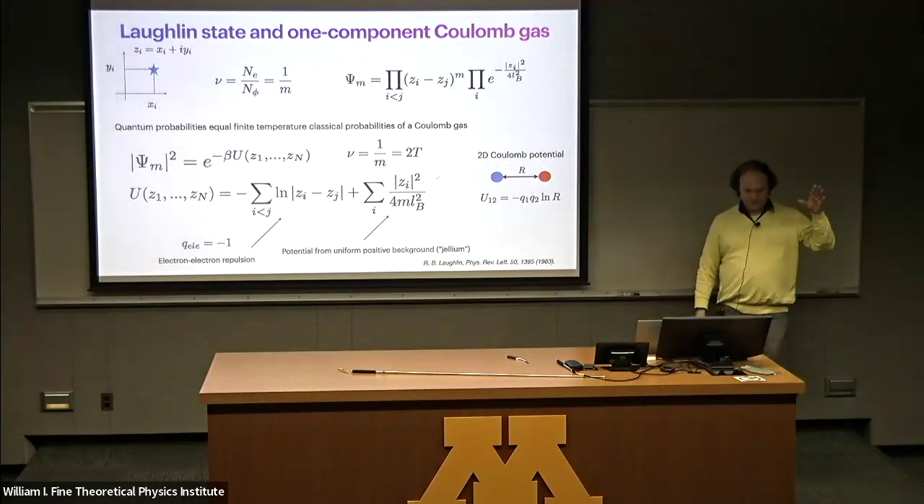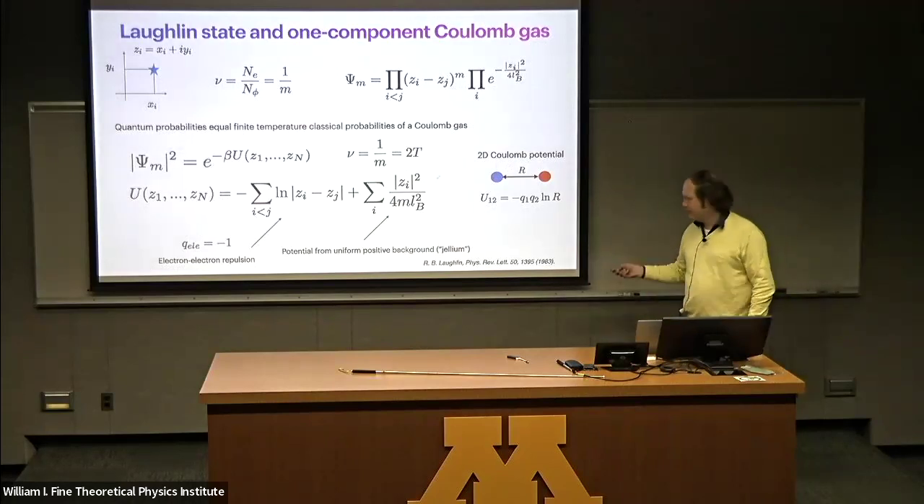And so from the very beginning, in the paper by Laughlin himself, he pointed out something very nice, very useful, which is if you take the wave function and you just square it, you compute the probability density. This probability density is identical to the probability density of a classical StatMech problem, the one component Coulomb gas.